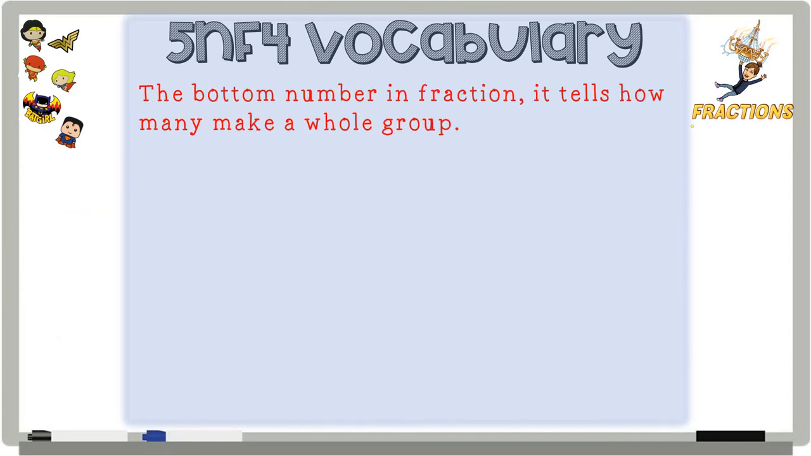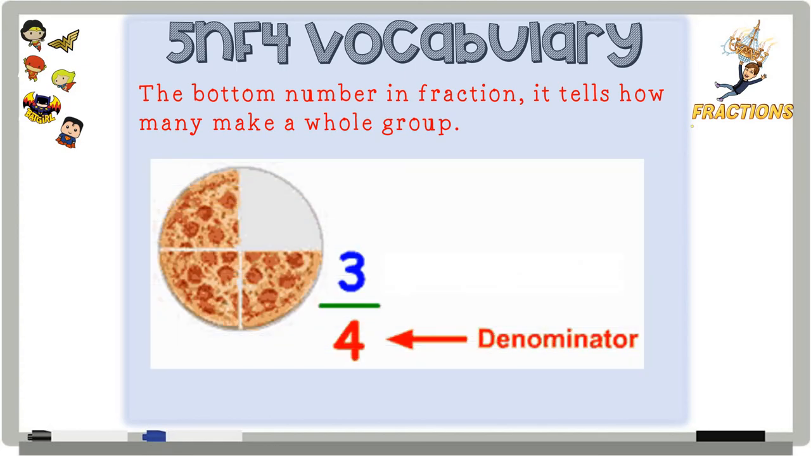All right, and then the bottom number in a fraction tells how many make a whole group. If you guessed denominator, you are correct. And there's that pizza again. The denominator, in this case, is 4. It tells us that if we wanted to have a full pizza, we would have had to have 4 slices there.